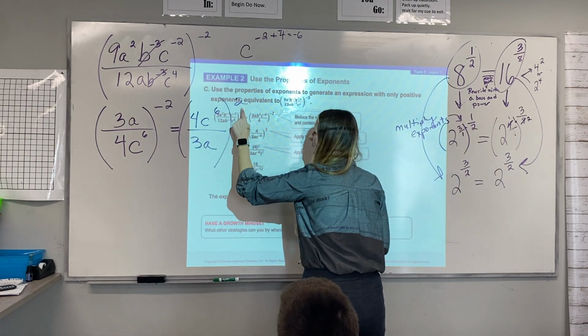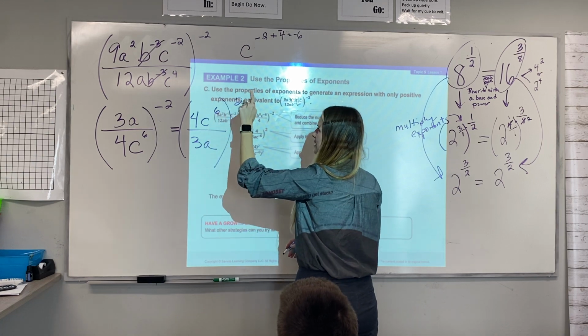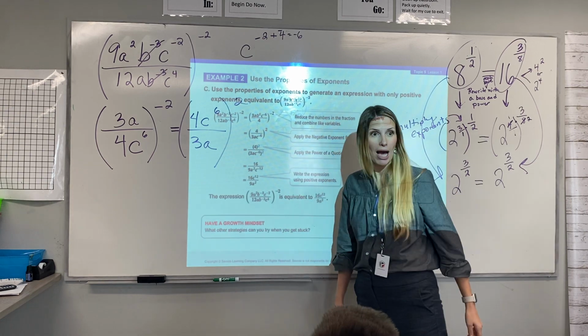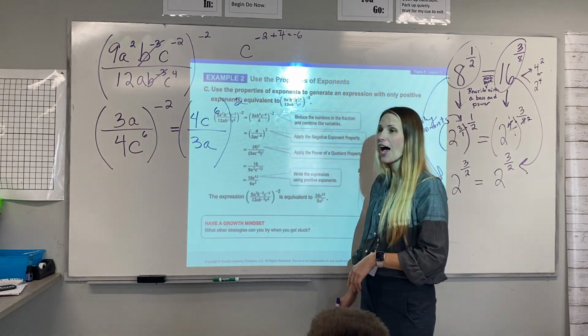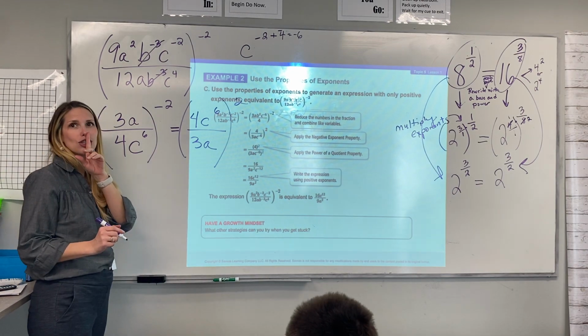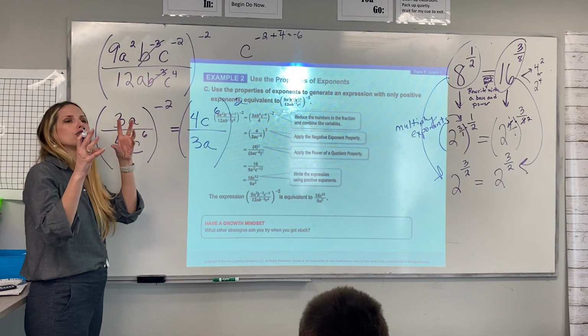4 is raised to the second power. C to the 6 is raised to the second power. 3 is raised to the second power. And A is raised to the second power. I know, that's a lot. Oh my gosh, that's a big thing.